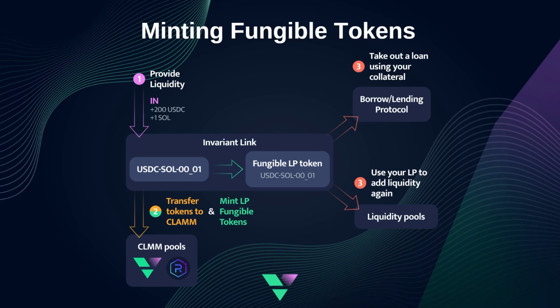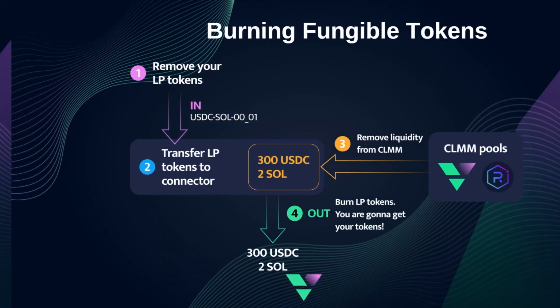How does the full-range tokenizer work? First, the user provides the tokens they want to place in the pool. The tokenizer then increases the size of the position opened on the pool while simultaneously minting fungible LP tokens that represent our share in that position. Once the fungible LP tokens appear in our wallet, we can manage them as we wish, such as placing them in a borrow-lending protocol or even listing our position for sale on the market.